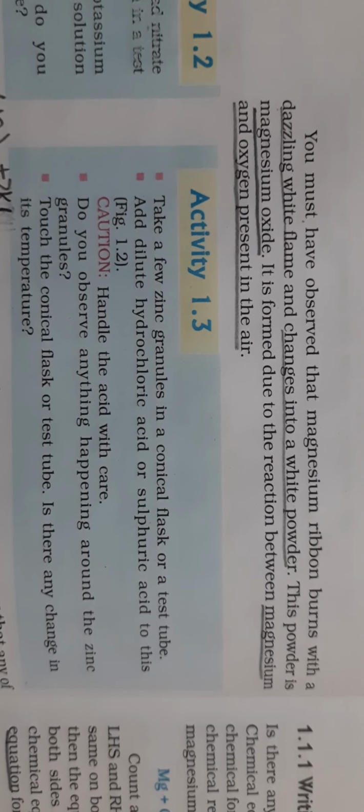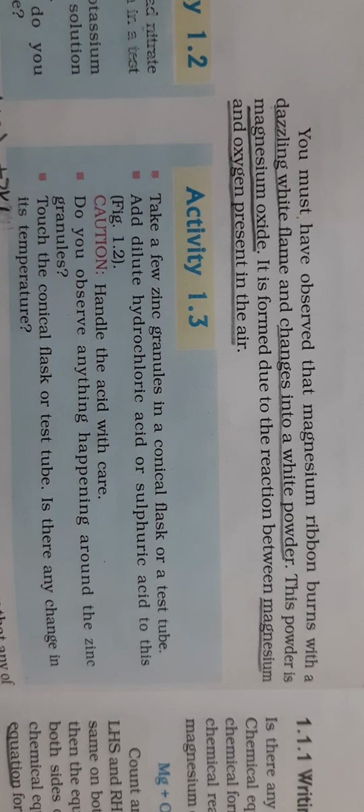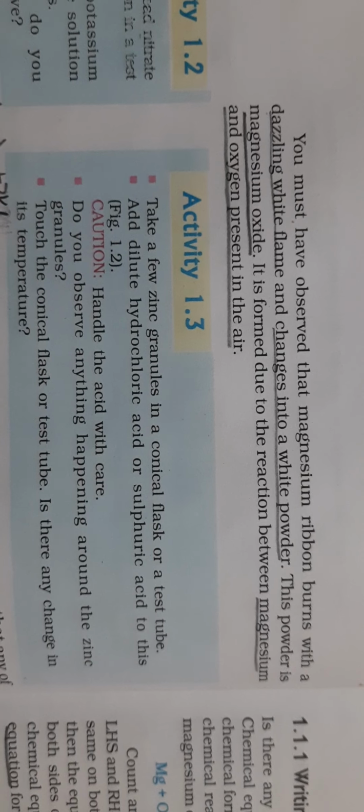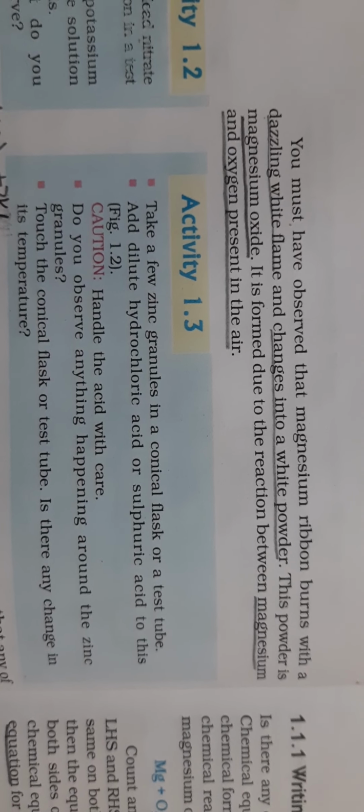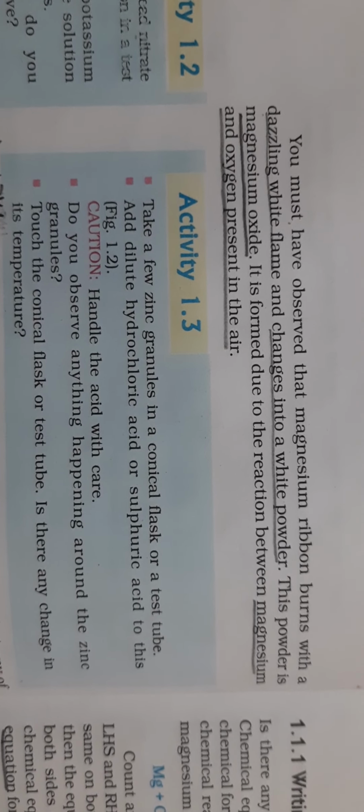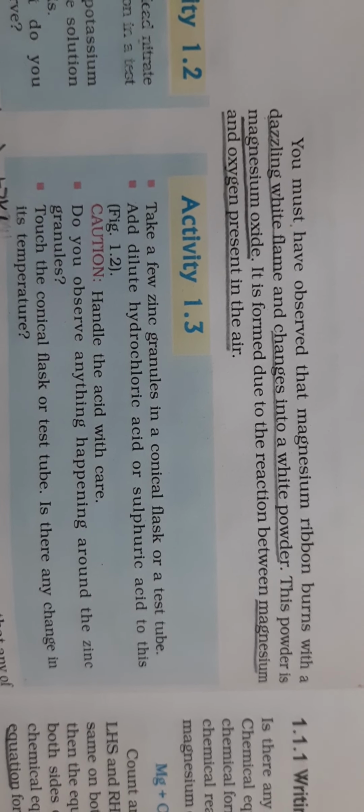Let us look into activity 1.3. Take a few zinc granules in a conical flask or a test tube. Add dilute hydrochloric acid or sulfuric acid to this. Do you observe anything happening around the zinc granules? Touch the conical flask or test tube. Is there any change in its temperature?